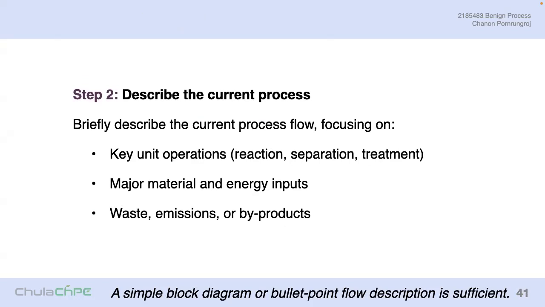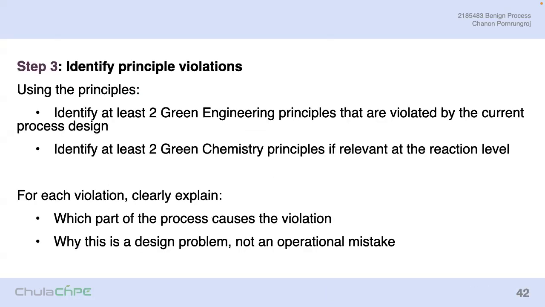Step two, I want you to describe the current process. Briefly describe the key unit operations: the reaction, what happened, the separation, the treatment, what the inputs are, material and energy, and what the waste, emissions, and byproducts are. A simple block diagram would do. So pick the process, and then steps 3 and 4.